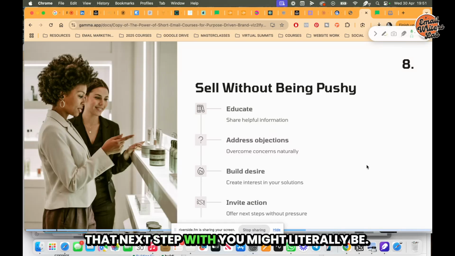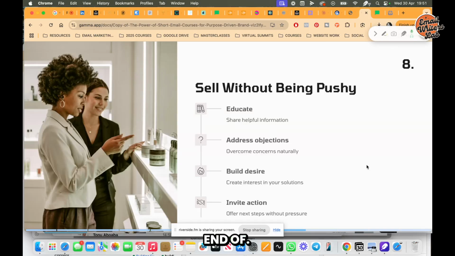That next step with you might literally be go and buy this, but then again, it might also be register for my workshop, or book a call with me, or watch this webinar, or take this challenge, or attend this event, or whatever it is that you are selling at the end of it.